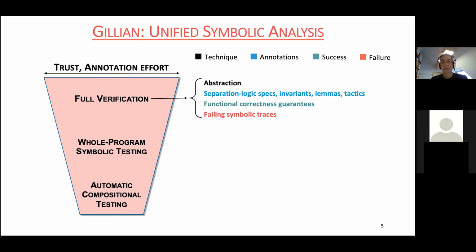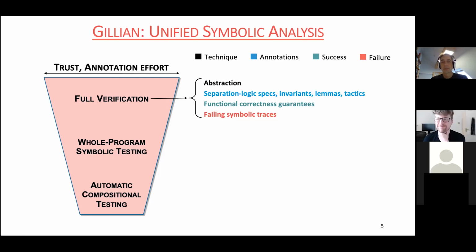What this means from the point of view of the verification is that we're compositional. We can have specifications of functions and then have a program that calls those functions and builds up layers of specification. And we get functional correctness guarantees. They can be as strong or as weak as you like. So it could be a shape of a list, or it could be an actual mathematical description of a list. And we get failing symbolic traces if we can't do the verification.